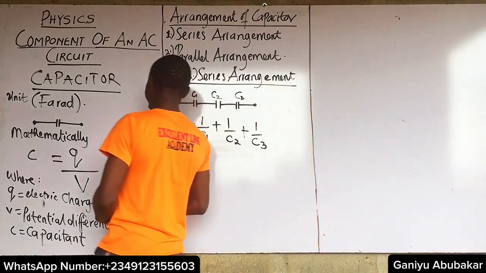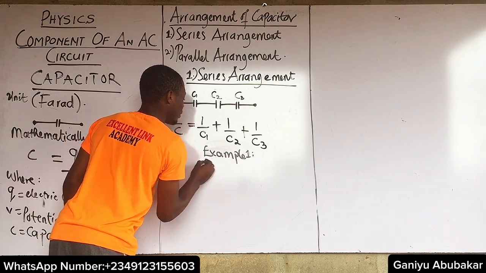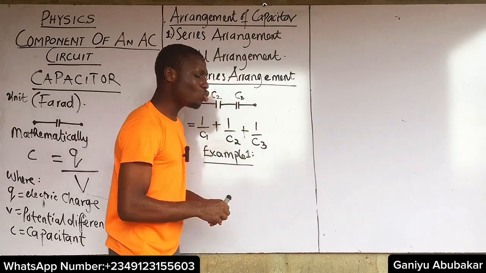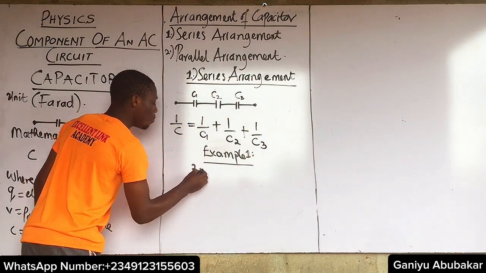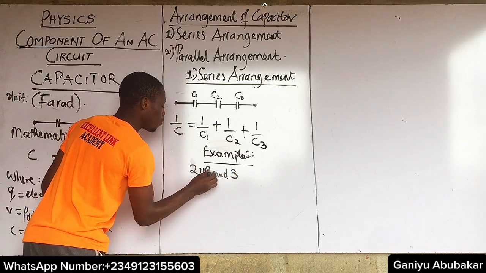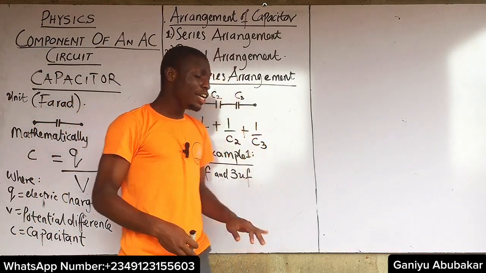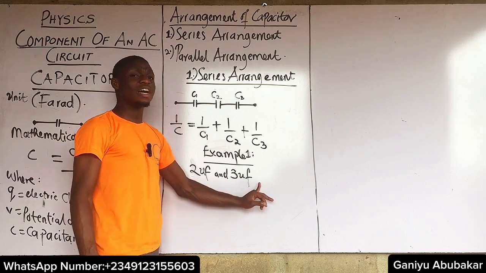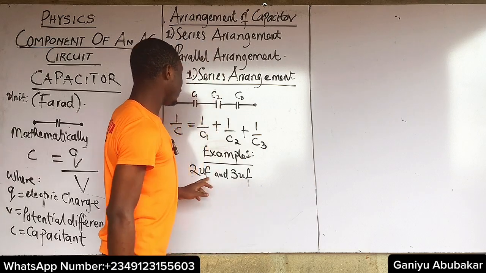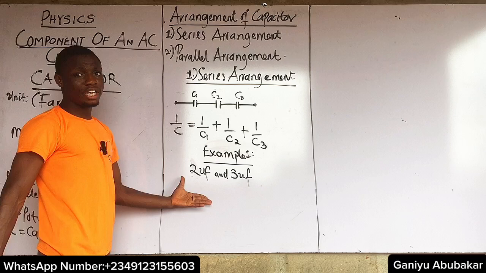All right. Let's take an example to further explain this concept. Example one. Two capacitors of capacitance 2 microfarad and 3 microfarad are arranged in series. Find their equivalent capacitance. So I'm given these two values. These two capacitors are arranged in series.